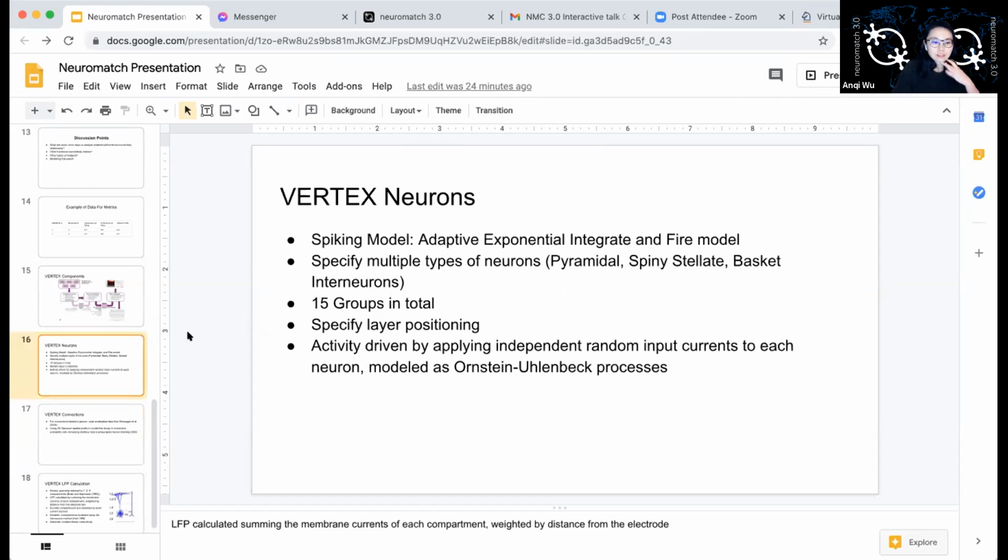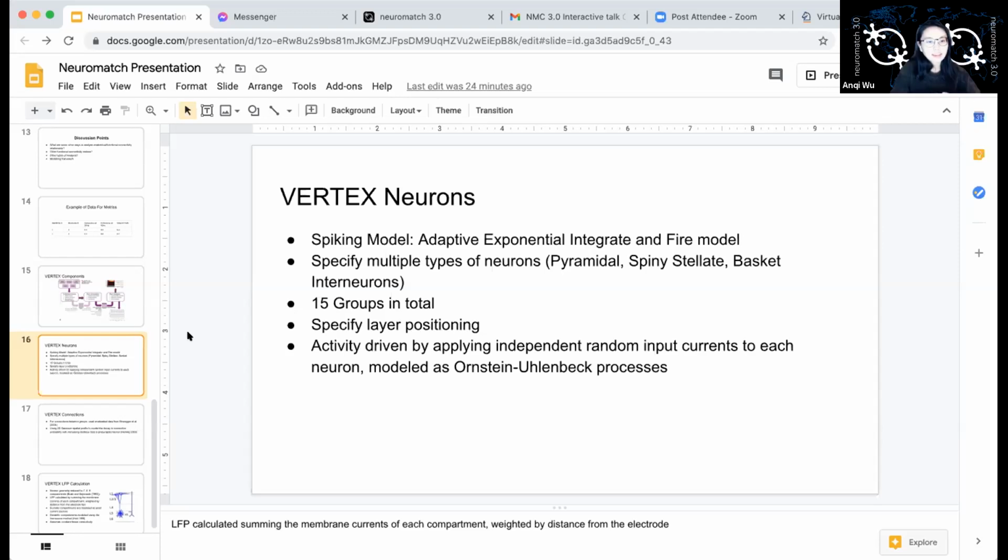So my understanding is it's an integrate and fire model, but because it's adaptive exponential, it's able to generate a lot more different firing patterns. And then the activity is driven by random currents into each of the neurons, and that's modeled as an Ornstein-Uhlenbeck process. And so we, as the users, configure the mean and standard deviation of that process.